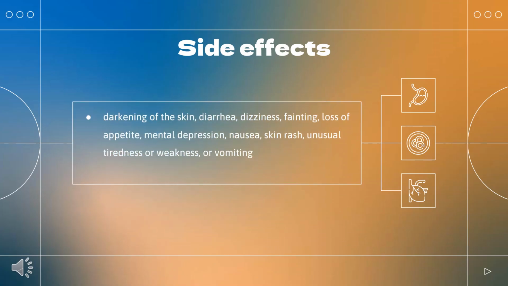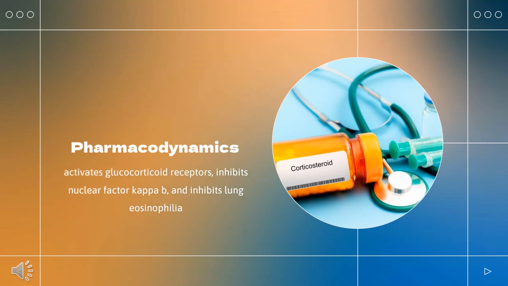What are the side effects of taking fluticasone? Using too much of this medicine or using it for a long time may increase your risk of having adrenal gland problems. Talk to your doctor right away if you have darkening of the skin, diarrhea, dizziness, fainting, loss of appetite, mental depression, nausea, skin rash, unusual tiredness or weakness, or vomiting.